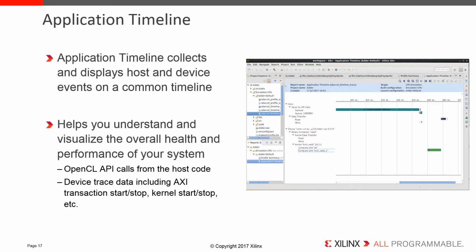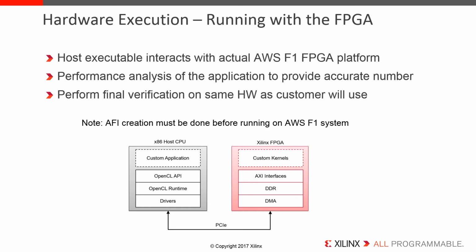This quick means of visualizing the performance of the application allows you to quickly focus on the areas of concern. In an ideal high-performance system, most of these tasks should overlap in time, maximizing throughput. After optimizing the application using the hardware emulation, the system flow may be run on the FPGA.